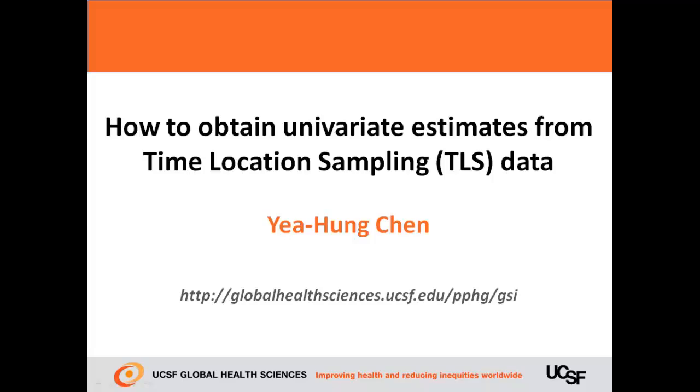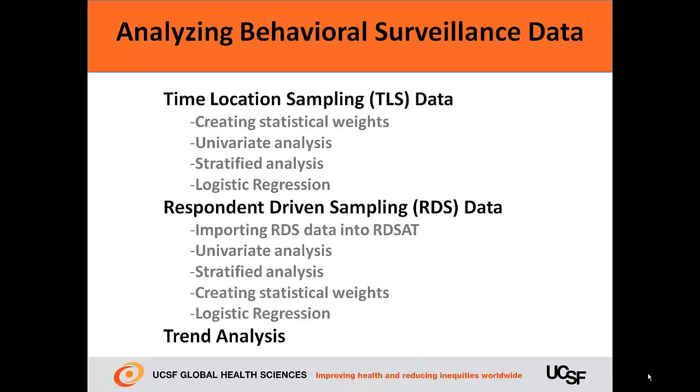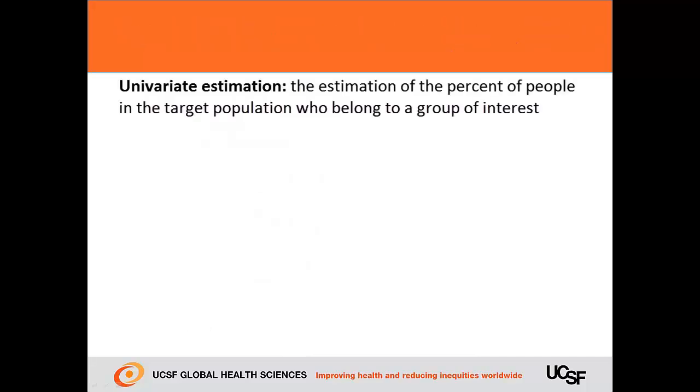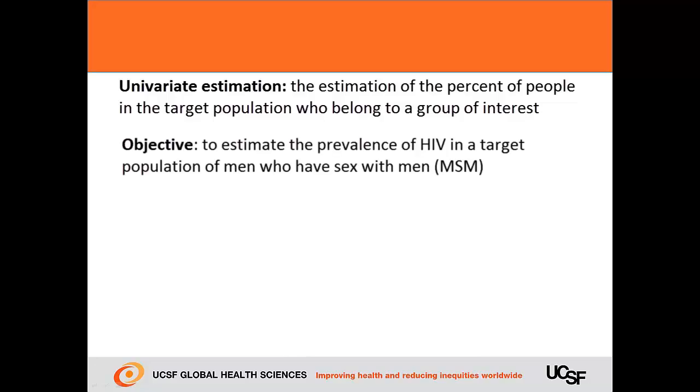In this video, I will be showing you how to obtain univariate estimates from time-location sampling data, or TLS data. This video is part of a series on analyzing behavioral surveillance data from surveys that use time-location sampling, or respondent-driven sampling. Univariate estimation is the estimation of the percent of people in the target population who belong to a group of interest. We'll be using the same dataset example we used in our last video to estimate the prevalence of HIV in our target population of men who have sex with men.